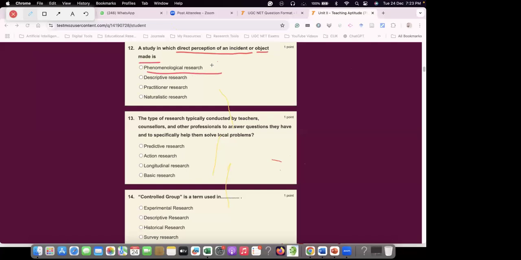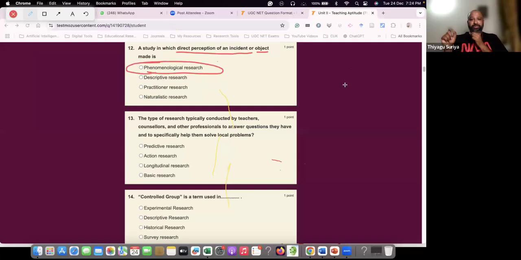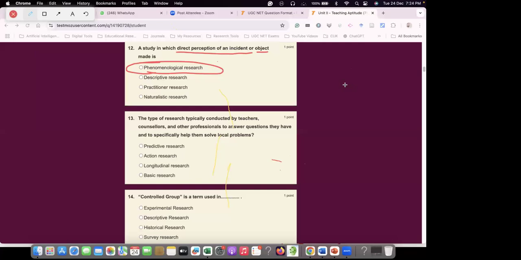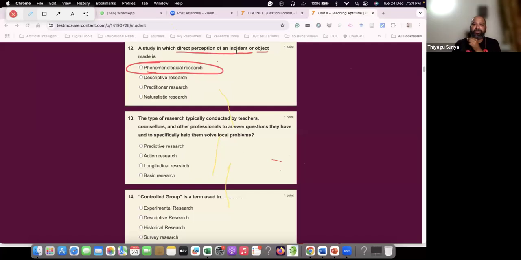It is phenomenological research. We are talking about phenomena. Phenomenology is part of which: quantitative research or qualitative research? Give the answer. Qualitative. So it's a direct perception of the incident.